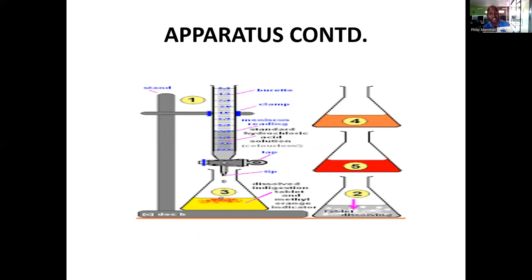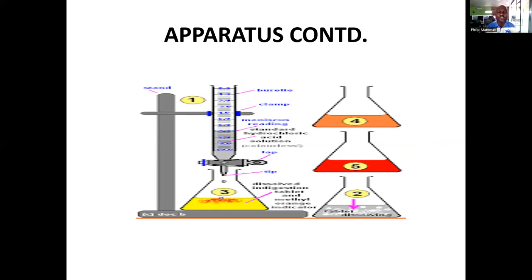So you can see your retort stand, number one. Number two is your conical flask containing a base without an indicator. The number three is your conical flask with an indicator, and the indicator here obviously is your methyl orange. How do I know it's methyl orange? Because the color is yellow, and methyl orange turns the base to yellow coloration.